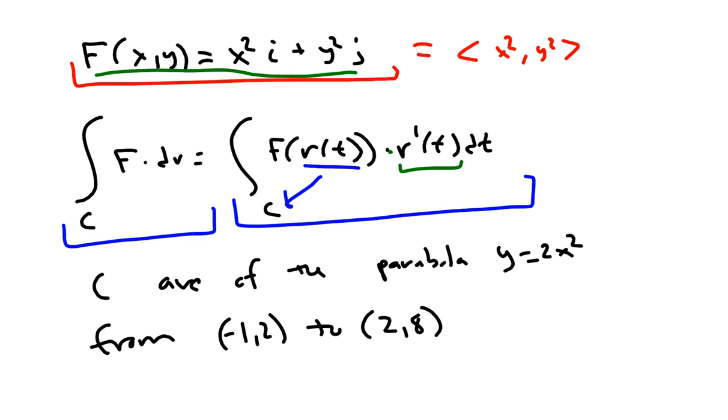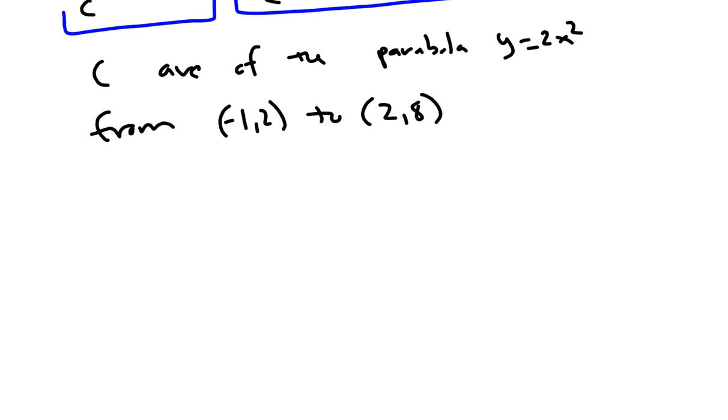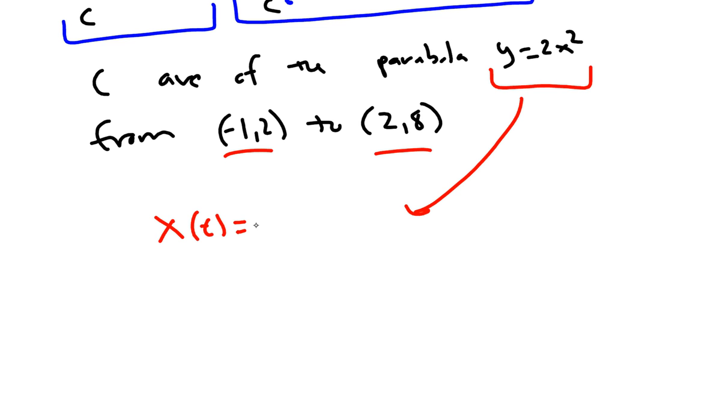First off, we want to parameterize this parabola here. The curve we're moving along is the arc of this parabola, y equals 2x squared, from this point to this point. Whenever you have y equals, it's easy to parameterize. You just say x of t is equal to t, and then you write y of t equals the same function again, but instead of x, you write 2t squared.